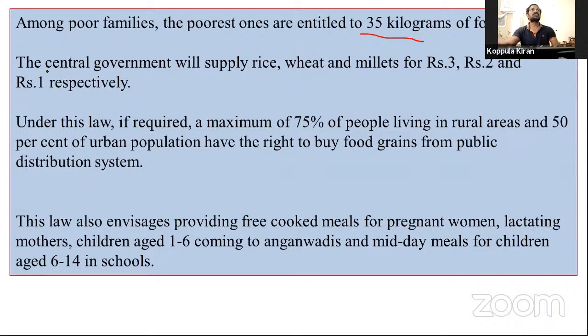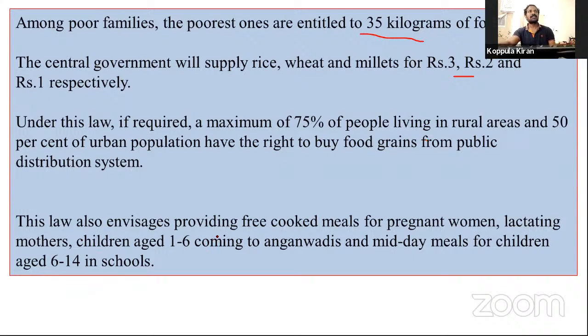Some food grains are mentioned here by the central government. The central government will supply rice, wheat, millets: 3 rupees for rice, 2 rupees for wheat, 1 rupee for millets. Under this law, if required, a maximum of 75% of people living in rural areas and 50% of urban people get this public distribution system.